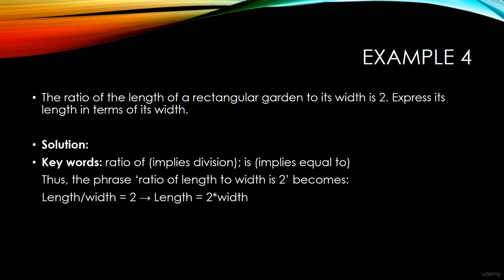Coming to example 4. The ratio of the length of a rectangular garden to its width is 2. Express its length in terms of its width. The keywords are ratio of implies division, is implies equal to. Thus the phrase ratio of length to width is 2 becomes length over width, length divided by width is equal to 2, which means length is equal to 2 into width.